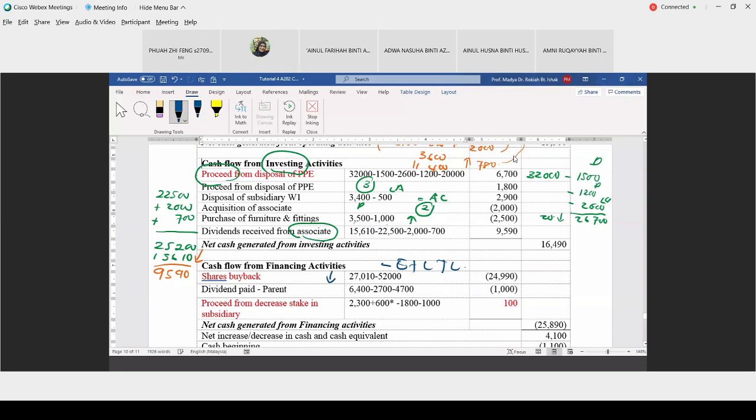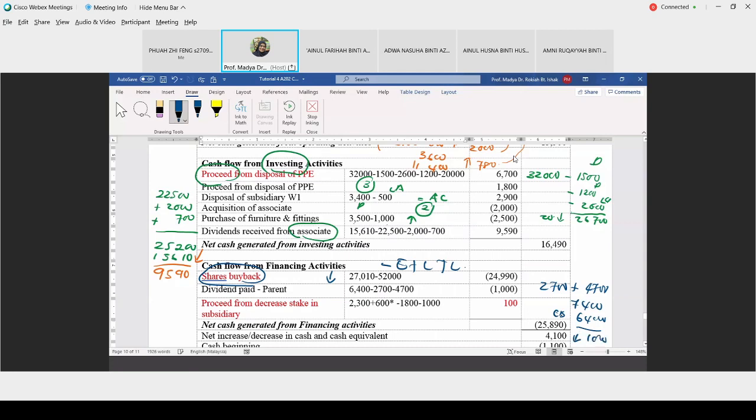Okay, and then you have a dividend paid. Dividend paid by parent here. Look at your RE here. RE beginning balance, you have 2,700, and then plus the share of profit for 700. So you're going to have 7,400, and then compare with the ending balance. The ending balance that you have here is 6,400, so reducing by 1,000. Reducing by 1,000 here means that this is the amount that you pay as dividends. Okay, then we look at the NCI here.